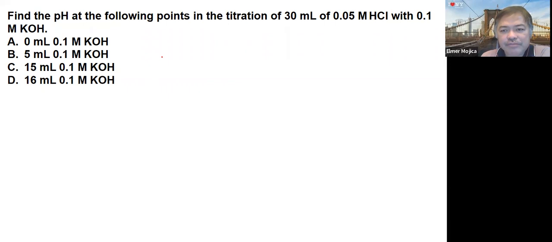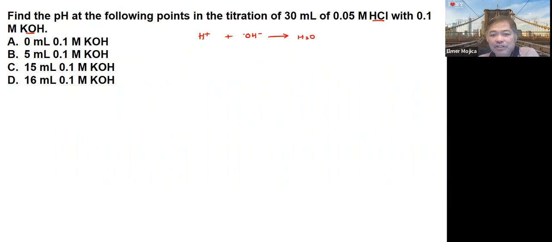In this next problem, we're going to have the titration between a strong acid and a strong base. In the reaction between a strong acid and a strong base, usually we look at the reaction between H+ and OH- to produce water. So in this case, all we need to do is determine which of the species is present in excess.